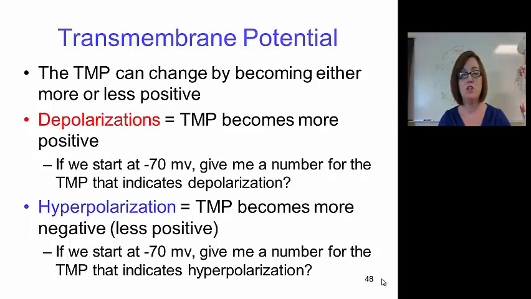A hyperpolarization is a transmembrane potential that's become more negative, or you could say it's become less positive. So again, if we start at negative 70, can you give me a number for the transmembrane potential that indicates a hyperpolarization? So if you start at negative 70 and you hyperpolarize, that means you have to become more negative. So what's a number that's more negative than negative 70? Maybe you said negative 80. That would work.